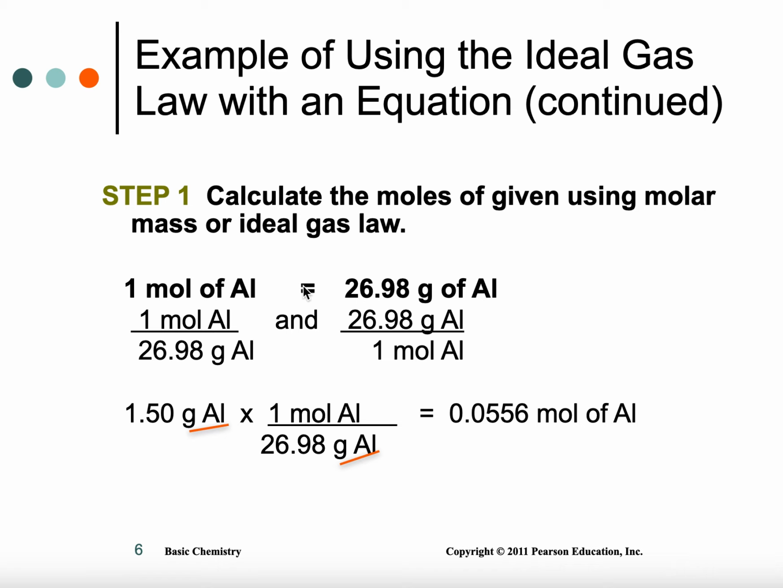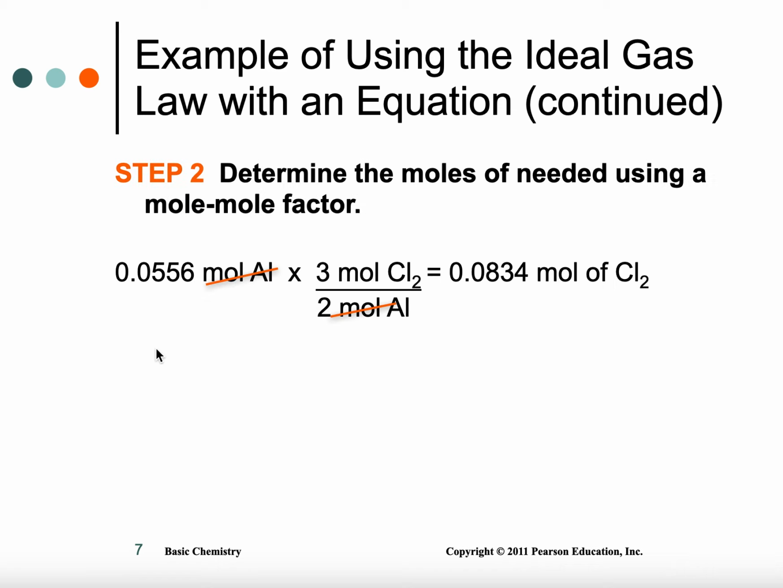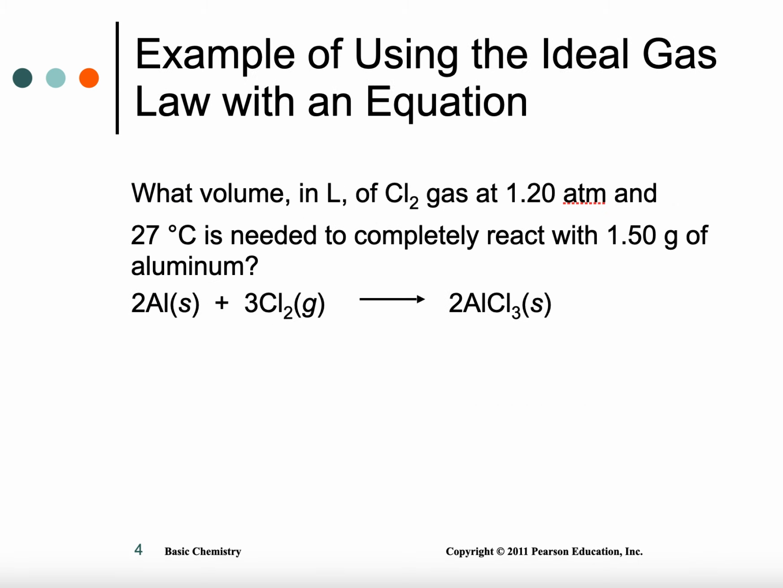So I find, this is from the periodic table, 26.98, okay? And when I say there is 2 moles of aluminum for 3 moles of chlorine, I got that from the balanced equation. That means I have 0.0834 moles of chlorine gas, all right? So how many grams is that? Is that what they're asking for? Okay. No, how many liters? I want to go through liters.